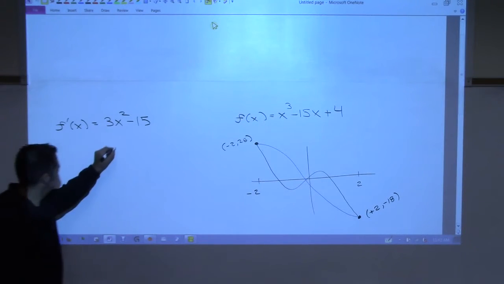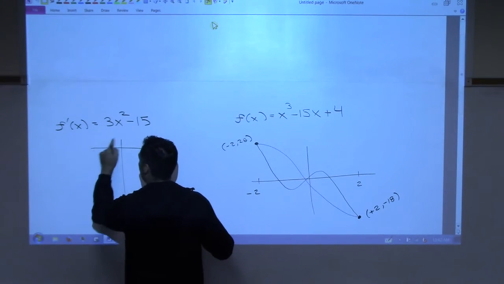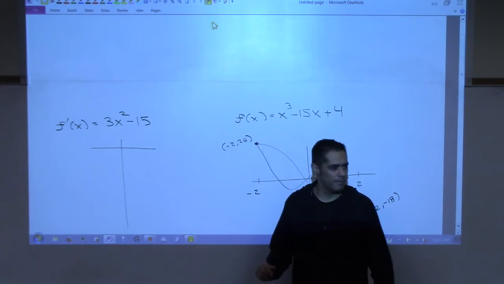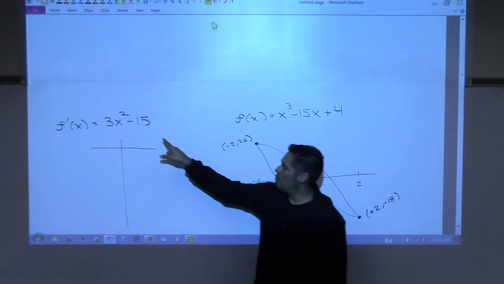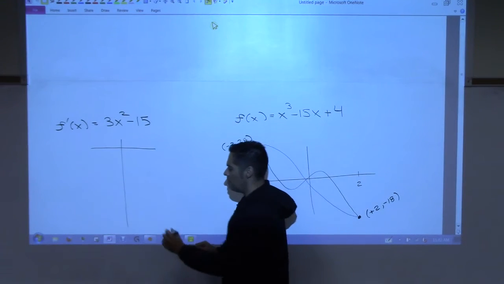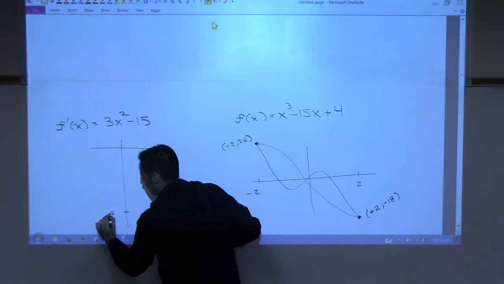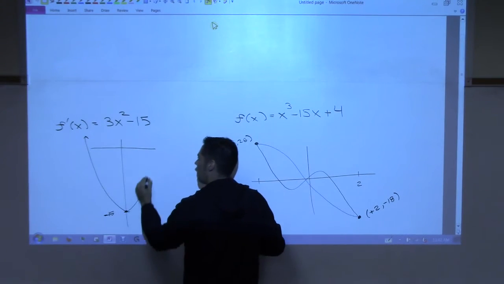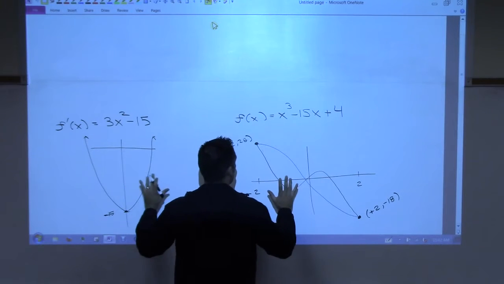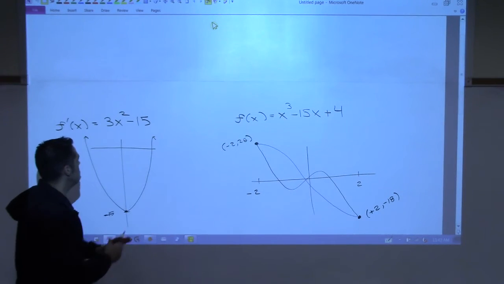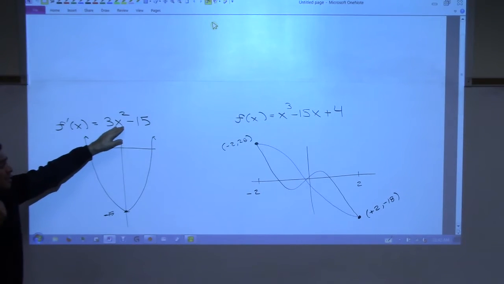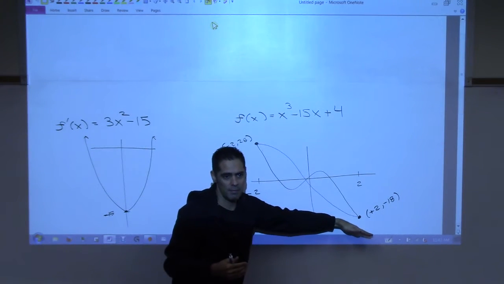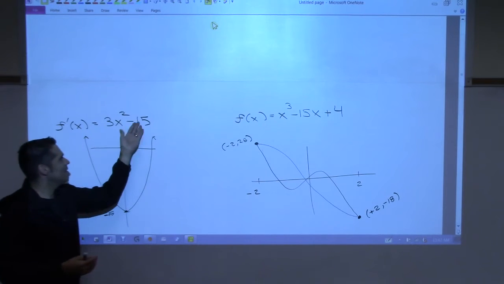However, if I graphed the derivative, this is a parabola that opens up, isn't it? And we moved it down 15. So down here at negative 15, I know this parabola opens up, right? Remember what we're looking at here. This is the graph of our original function. This is the derivative. I was interested in asking the question, is my derivative always negative? Well, it's not. This is not always negative.